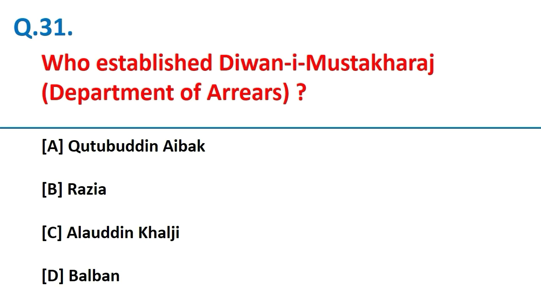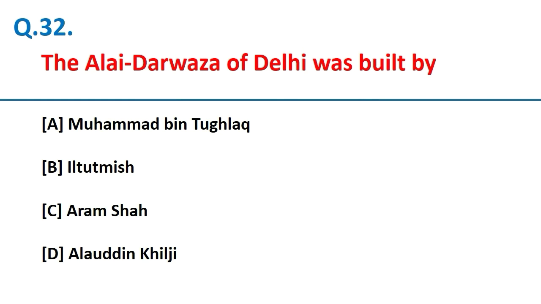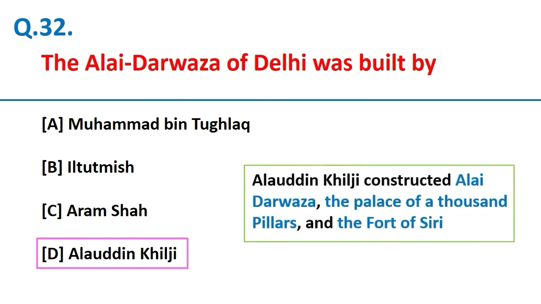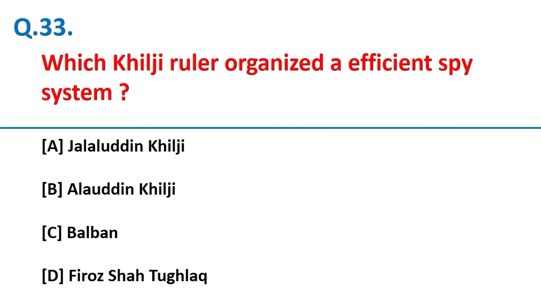Question number 31. Who established Diwan-e-Mustakhraj or Department of Arrears? Alauddin Khilji. The Alai Darwaza of Delhi was built by Alauddin Khilji. And friends, Alauddin Khilji constructed Alai Darwaza, the palace of 1,000 pillars and the fort of Siri. Question number 33. Which Khilji ruler organized an efficient spy system? Alauddin Khilji.